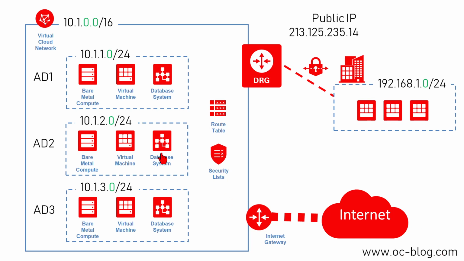Now the next step that we want to do is to set up a connection between my on-premise environment and my public cloud environment. And as you can see in this picture here, the first thing that we need to do is set up a dynamic routing gateway for that. And after that, we can create a VPN tunnel.